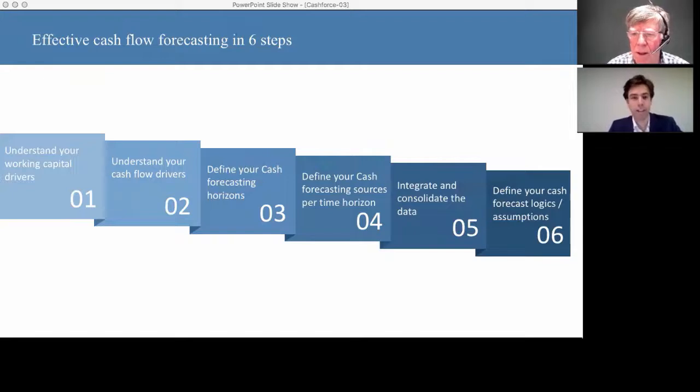Well, I think you can talk hours about each step, but the step that for us, and that we see quite often, is something that corporates won't admit themselves. But if you really deep dive into the nitty-gritty stuff of cash flow forecasting, it's the fifth step. It's basically integrating and consolidating the data that causes most of the headaches as well as most of the painful processing. And this is what we're going to look at in the next slide.